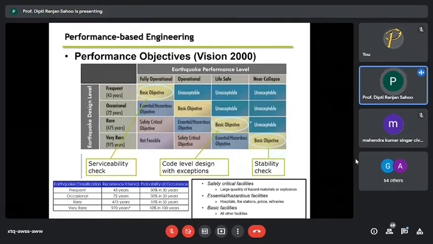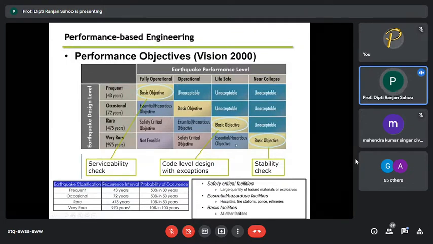So you need to check that you design for this level. You check that serviceability is maintained for the frequent earthquake level. And with the same design, you check that for the very rare earthquake, your structure is not collapsed but nearly collapsed. That means this state needs to be checked for stability, and this state needs to be checked for serviceability. So your design forces, everything you calculated, are from this level.